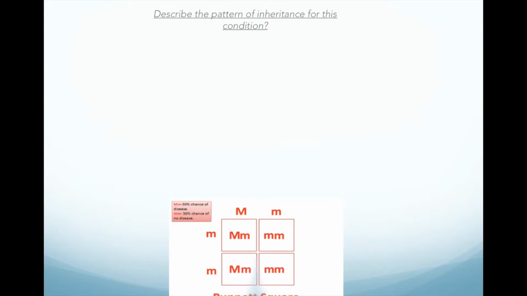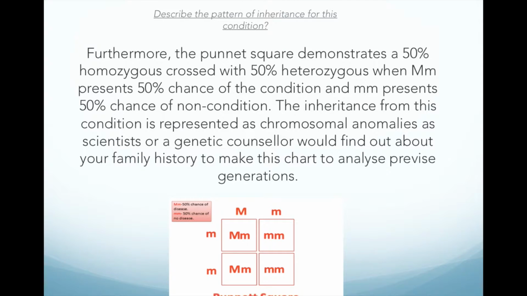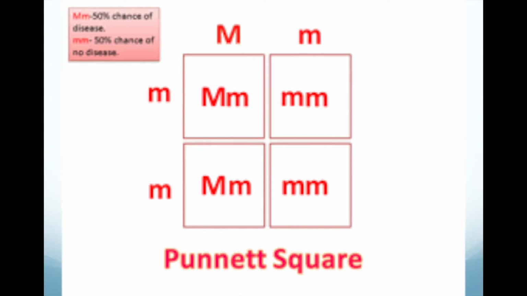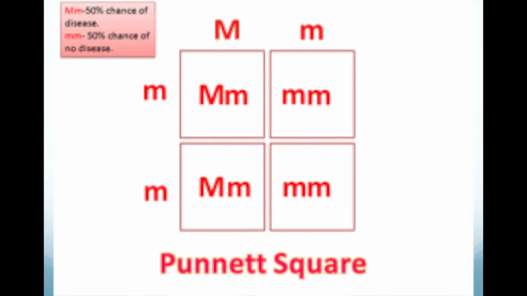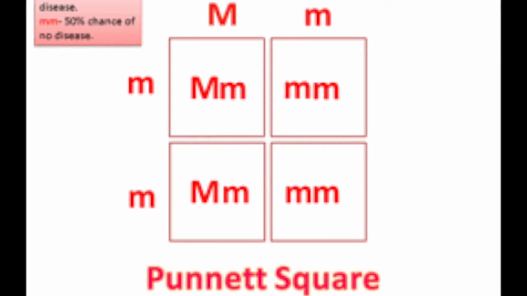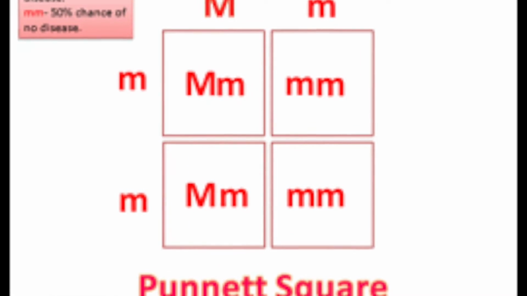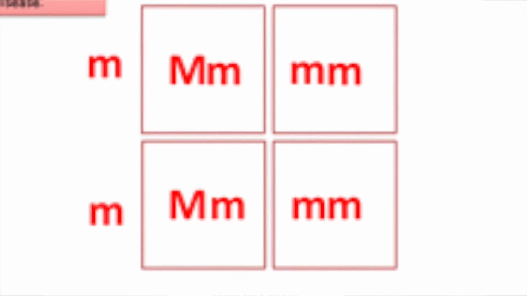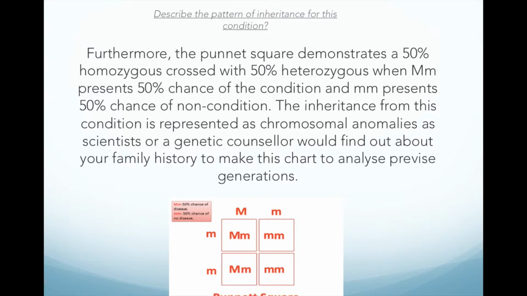Furthermore, the Punnett square demonstrates a 50% homozygous crossed with a 50% heterozygous, where capital M, lowercase m presents a 50% chance of the condition and lowercase m presents a 50% chance of non-condition. The inheritance of this condition is represented as a chromosomal anomaly, as scientists or genetic counselors would find out about your family history to make this chart to analyze previous generations.